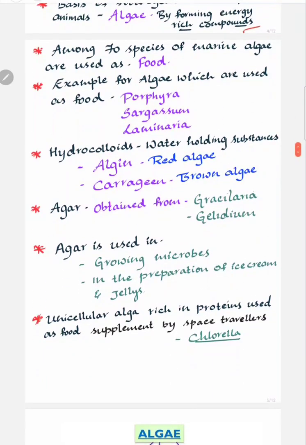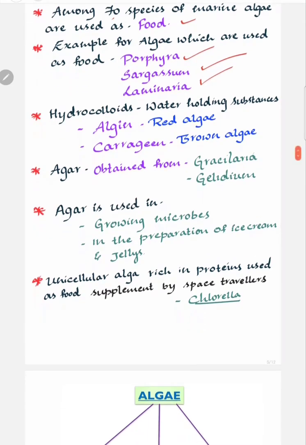Among 70 species of marine algae are used as food. Examples of algae which are used as food are Porphyra, Sargassum and Laminaria. There are some substances such as hydrocolloids. These are nothing else but water holding substances. Examples of such substances are algin, which is obtained from brown algae, and carrageen, which is obtained from red algae.